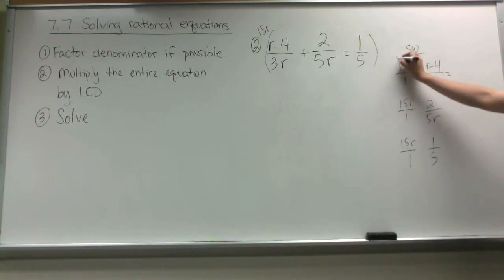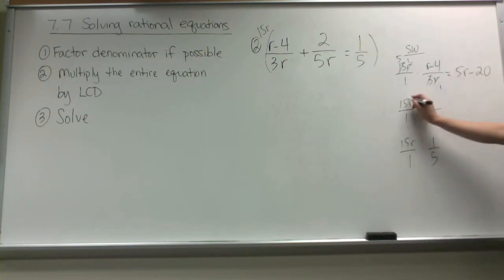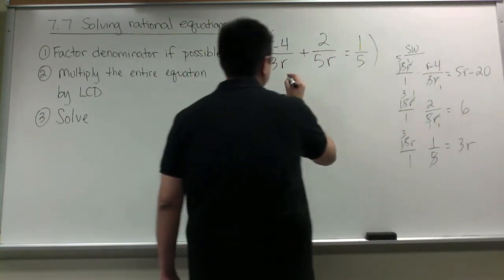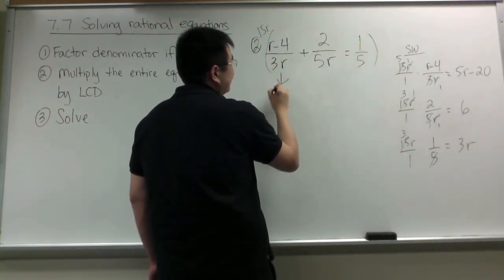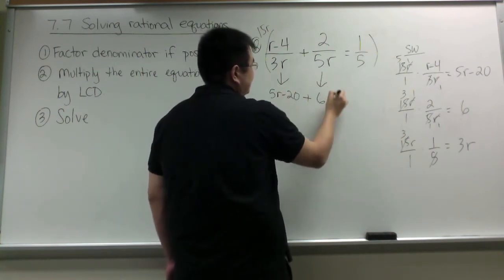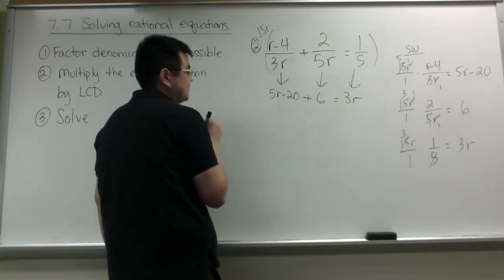3 goes into 15 5 times. The r is divided out. When I distribute the 5, I'll get 5r minus 20. In this next example, 5 goes into 15 3 times. The r is divided out, and we are left with 6. And then this one, 5 goes into 15 3 times, and we get 3r. So now we're going to rewrite the fractional equation, and we will get 5r minus 20 plus 6 equals 3r. And then we can solve the multi-step equation.